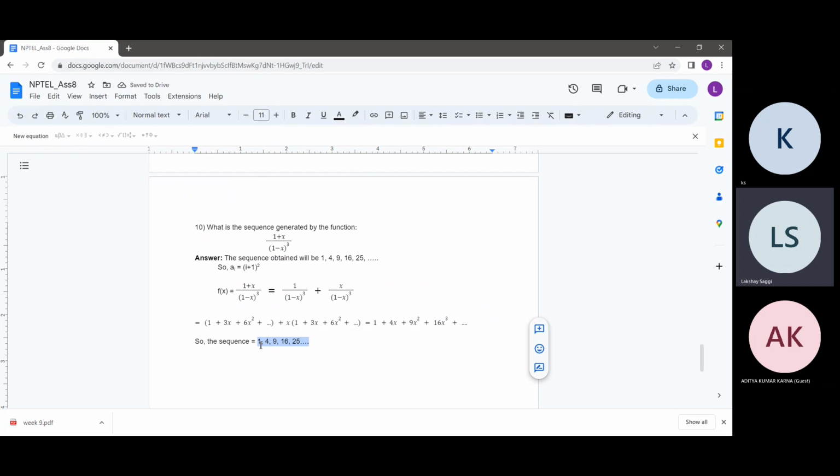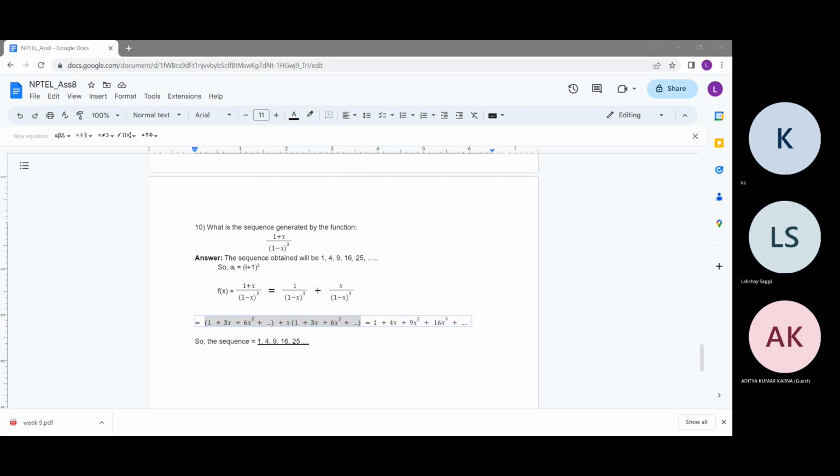So I just underlined it. I hope it's a bit clear to you guys how I arrived at this expression. We just split the numerator into two parts and evaluated these two parts independently. We know the formulas for these two parts. We know how to expand 1 upon 1 minus x cube. And we just needed to expand 1 upon 1 minus x cube and multiply by x. Then we just needed to add, and we saw the pattern that we are obtaining: 1 plus 4x plus 9x squared plus 16x cubed, and so on. So we obtain this sequence. I hope this is clear to you guys.